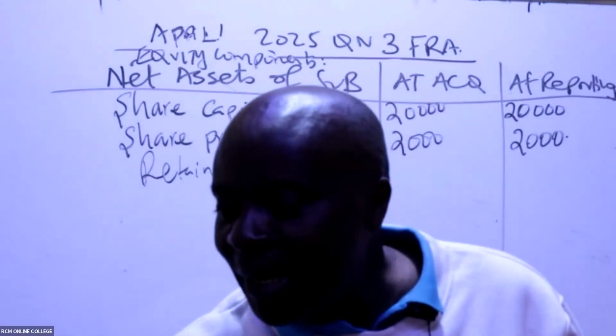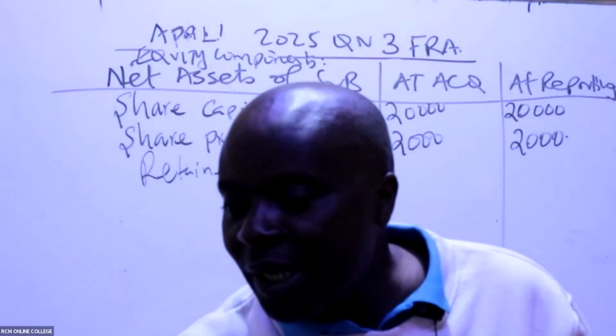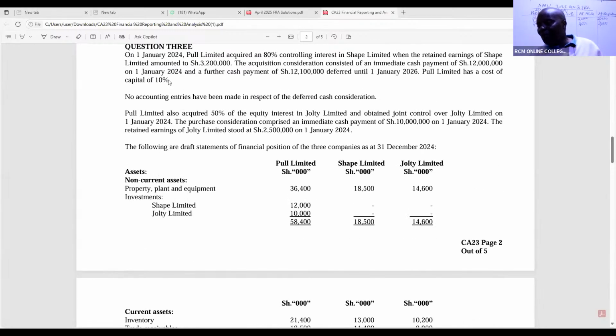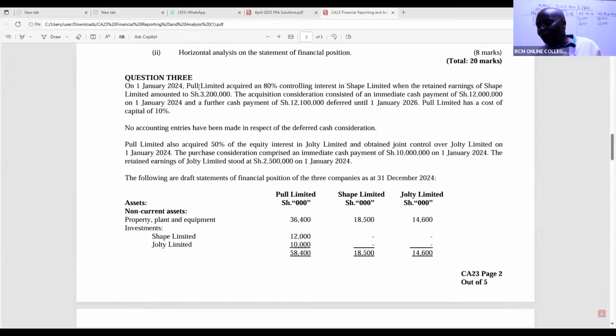So from there, come and give us now retained earnings. Ladies and gentlemen, what do we have for retained earnings? Normally it changes, because retained earnings will be given up here. You'll be told that on 1st January 2024, Pool Limited acquired an 80% controlling interest in SHIP Limited when the retained earnings of SHIP were 3,200. Remember, I'm cutting the 3 zeros.